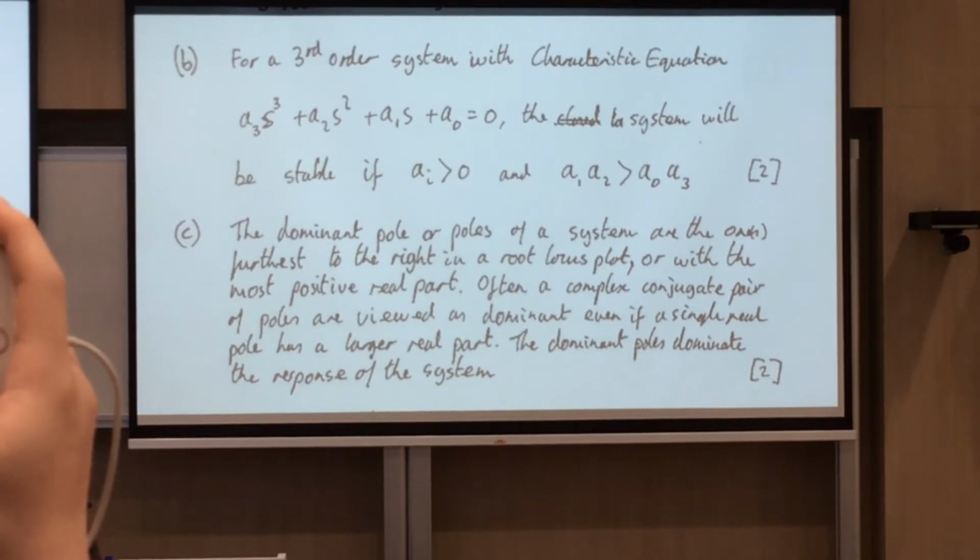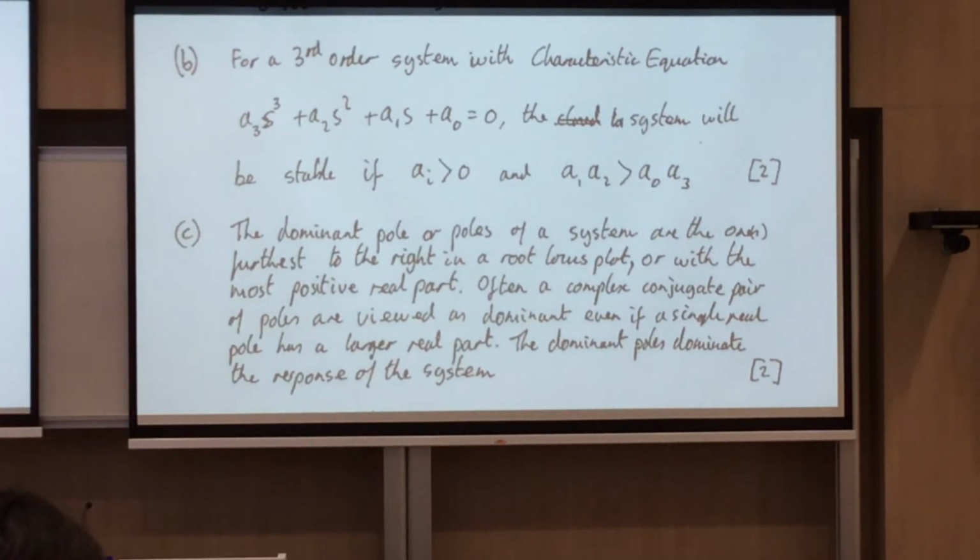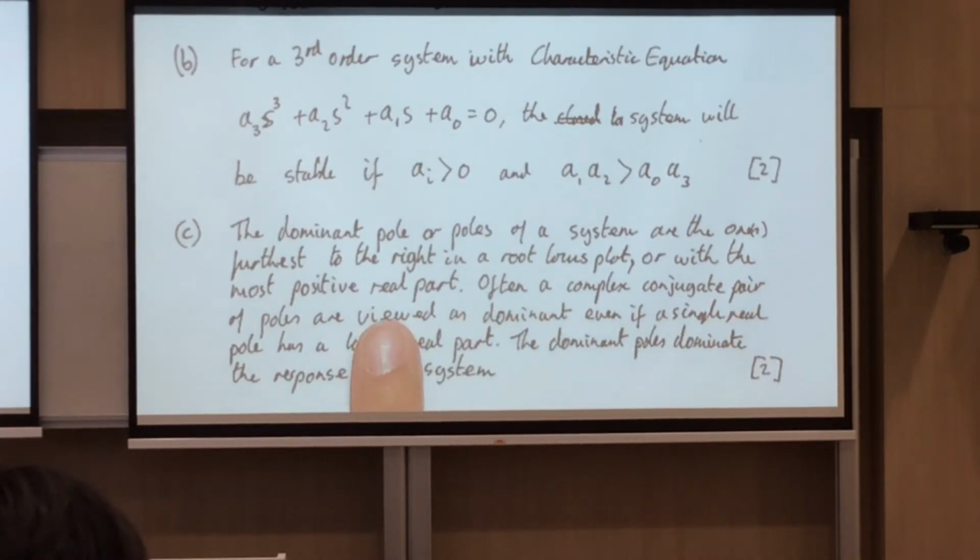So dominant pole, by the name itself, says that it dominates the response of the system, right? So dominant poles are the ones that are furthest to the right hand side. Because if something is unstable, what will happen? The whole system will become unstable. So is that a dominant pole? Yes, something with the most positive real part.